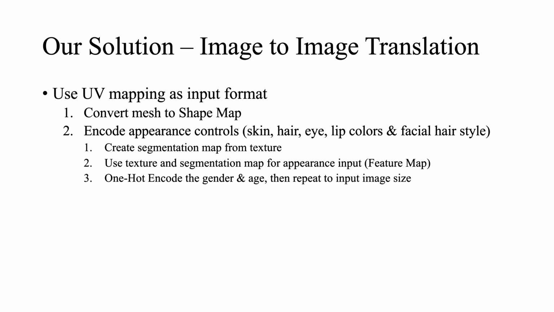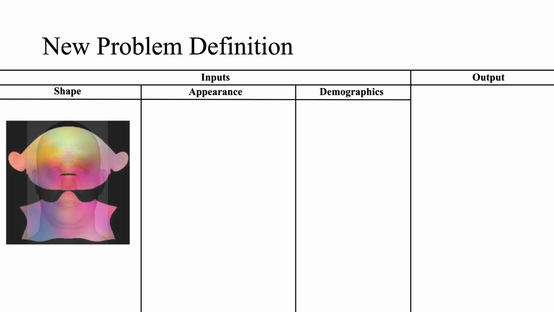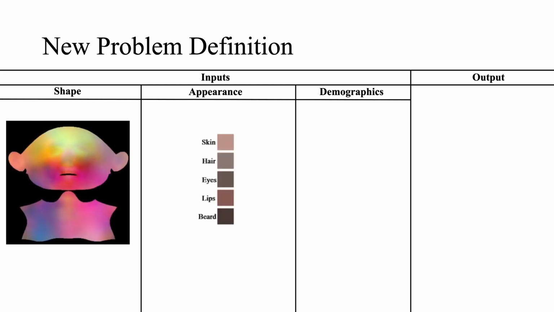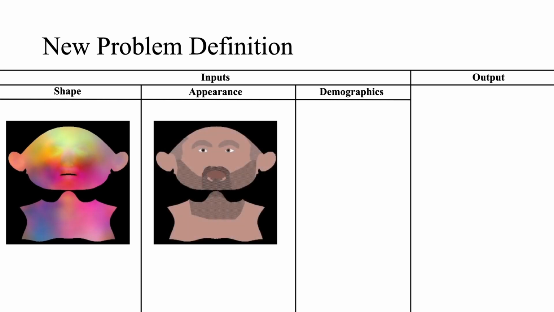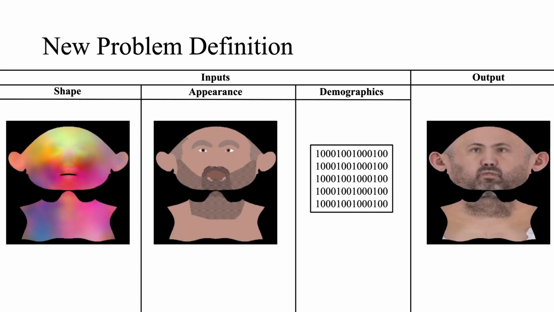For the age and gender condition, we use a one-hot encoder to transfer the values into a binary format. Encoding is then repeated until it is the same size as the input images. Now we show how our new input variables compare to the original problem definition. There originally was a mesh, but now it is a shape map. The simple selected colors help create a full image using the value's intended location. Finally, the demographic conditions are now in a binary encoding. In the end, it is still the same target texture as before.